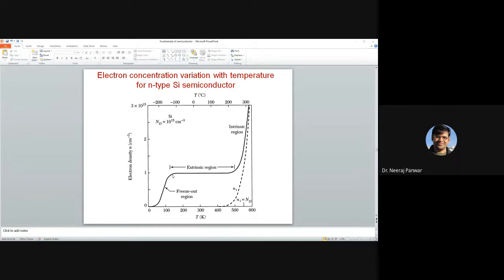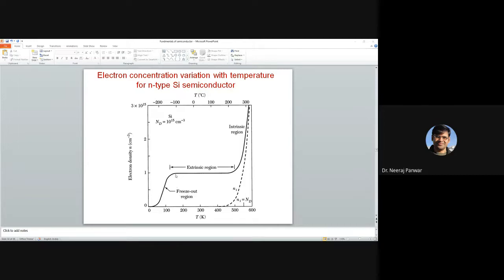Now we reach this point. At this point, all the donor atoms are ionized, means each donor atom has now become an ion, and has contributed one electron to the conduction band. So what is the concentration of electrons in the conduction band at this particular temperature, around 150 Kelvin or so? These all electrons are donated by donor atoms. This region is known as the freeze out region.